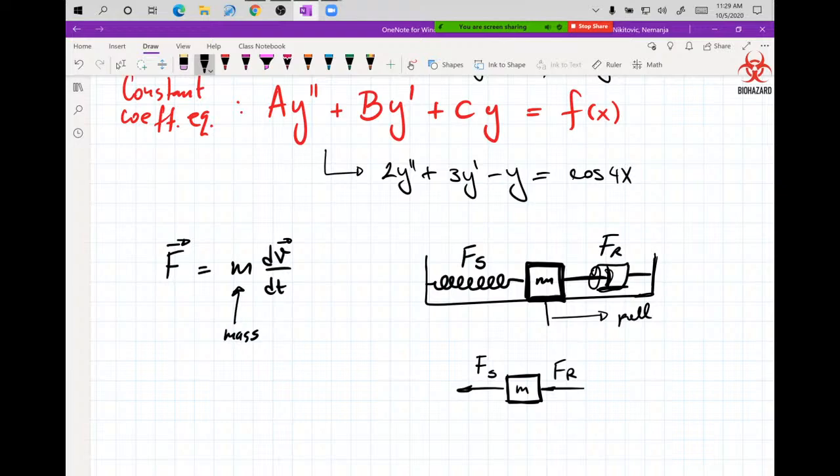Now the force for the spring is F_s = -kx, and that negative sign on the spring is called Hooke's law, and this k over here is the spring constant, which is the only thing that tells you how stiff, how strong the spring is.